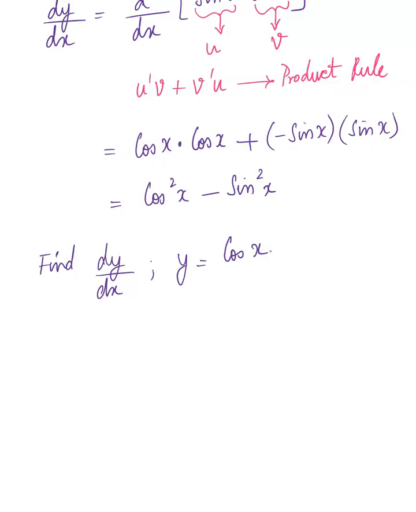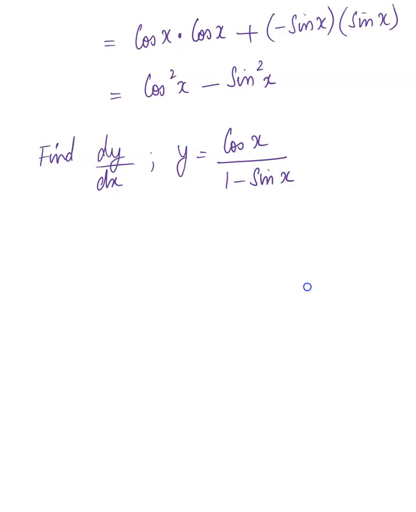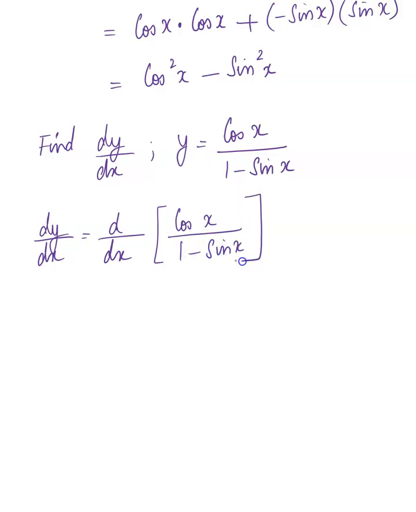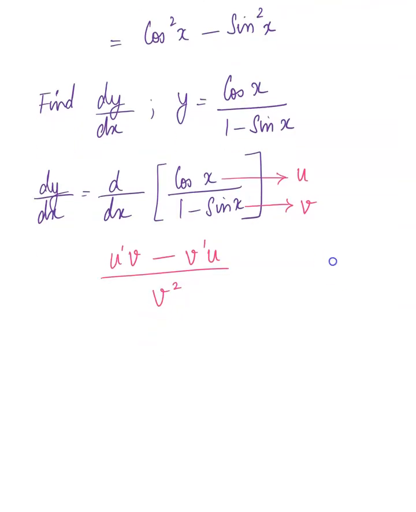Y is cosine x over 1 minus sine x. Okay, you know the drill now. So the numerator will be u, denominator will be v. We want to be super careful here. So I always like to write the formula for that corresponding rule.